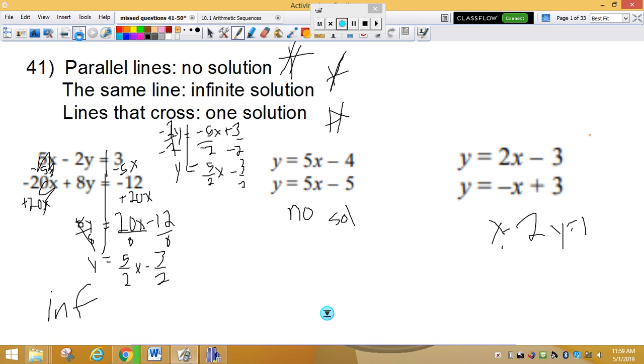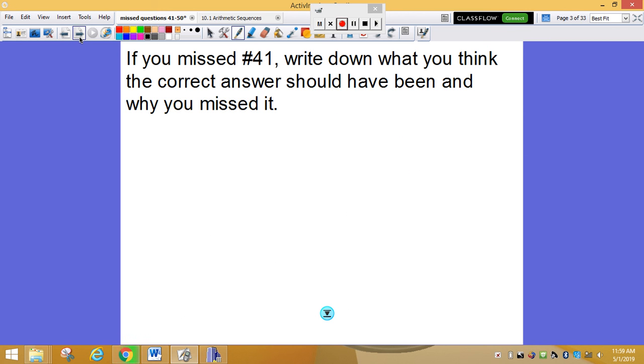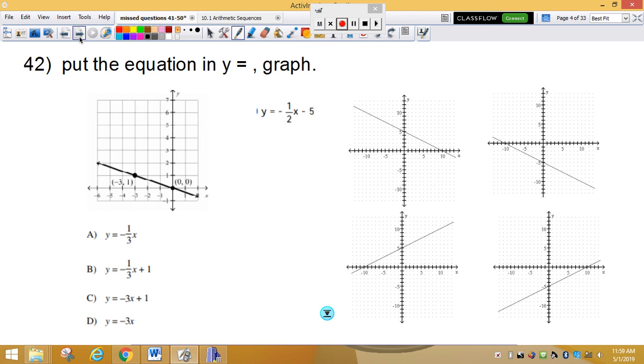So, if you watch the video and you still miss number 41, I want you to try these 3 problems. So pause it and do these 3 problems. Also, write down what you think the correct answer should have been and why you missed it.